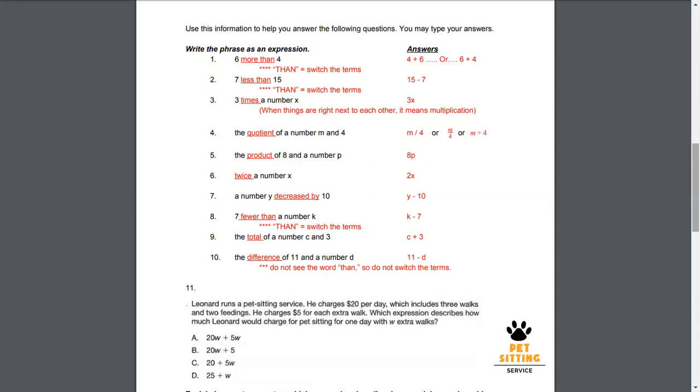So 7 fewer than k, fewer meaning subtraction, but we have to switch it, so k minus 7. Number 9, the total of a number c and 3, pretty straightforward. That's the sum or total, addition, c plus 3. And the difference of 11 and d, we don't see that comparison word, so 11 minus d.